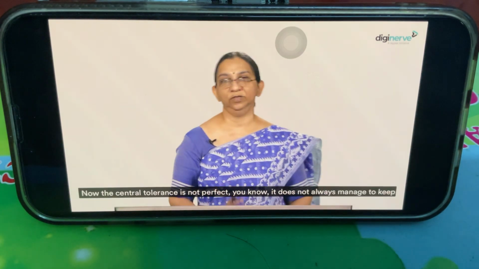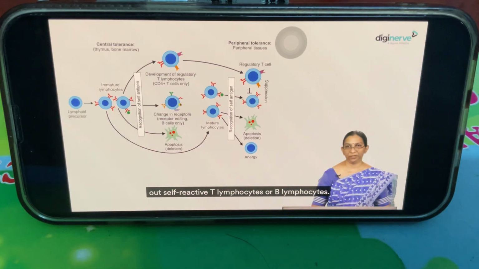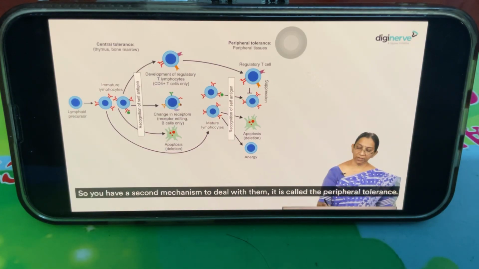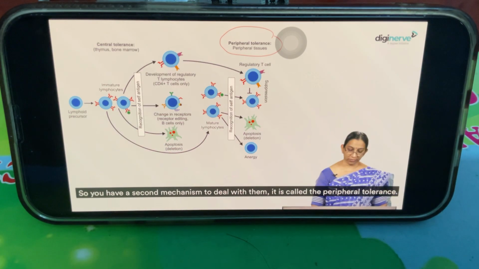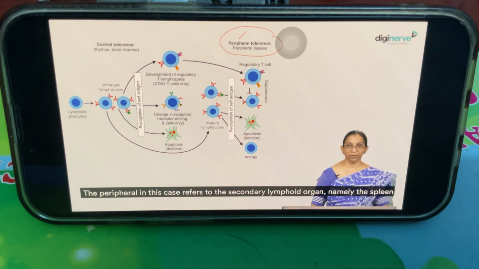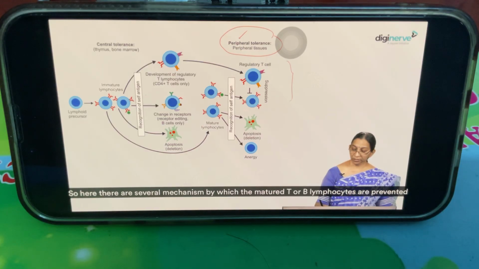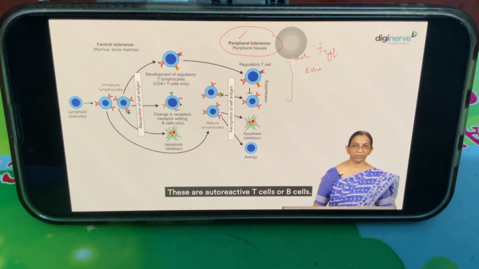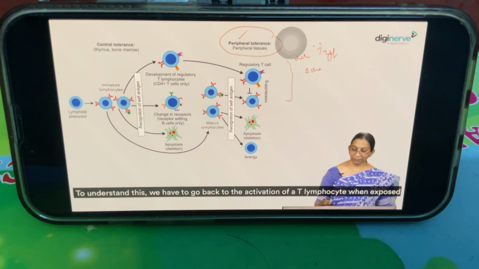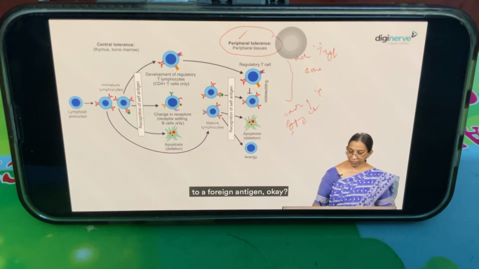Now the central tolerance is not perfect. It doesn't always manage to keep out self-reactive T lymphocytes or B lymphocytes. So you have a second mechanism to deal with them. It's called the peripheral tolerance. The peripheral in this case refers to the secondary lymphoid organs, namely the spleen and the lymphoid tissue. So here there are several mechanisms by which the matured T or B lymphocytes, these autoreactive T cells or B cells, are prevented from getting activated. To understand this, we have to go back to the activation of a T lymphocyte when exposed to a foreign antigen. Okay.